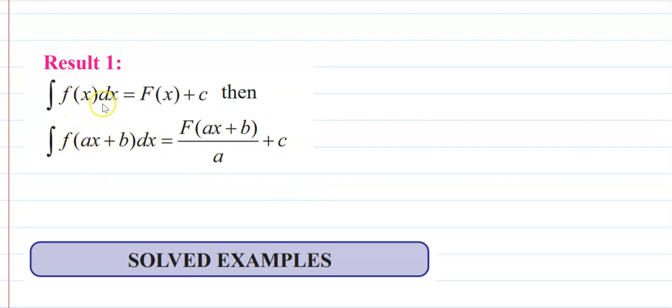Integral of f of x into dx is equal to F of x plus c. Then the integral of f of ax plus b into dx is equal to capital F of ax plus b upon the coefficient of x, or the d/dx of ax plus b, which is a, plus c.